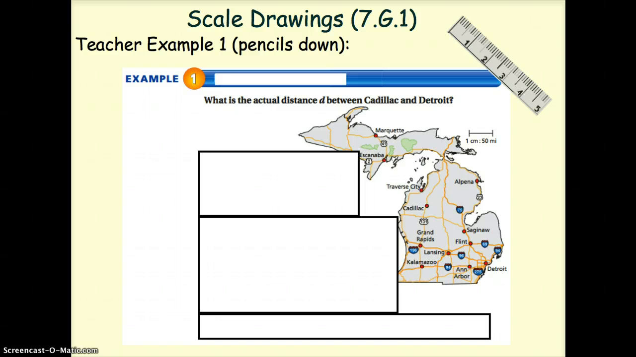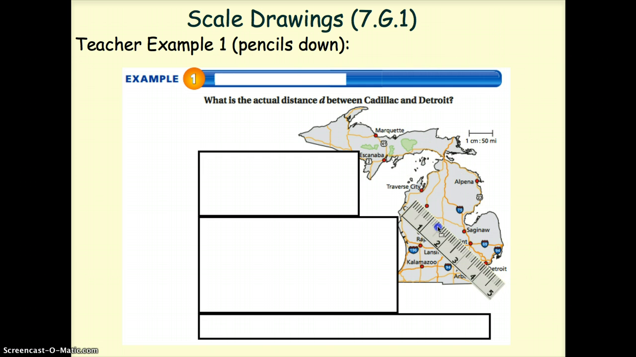Okay, let's go ahead and take a look at teacher example 1, pencils down. What is the actual distance between Cadillac and Detroit? So what I need to do is look on the map and find Cadillac, which is right here, and Detroit, which is right over here. Next, I need to take my centimeter ruler and measure Cadillac and Detroit. Notice I line up right here with Cadillac, bring it over here to Detroit, and I can see it's right at 3.5 centimeters.